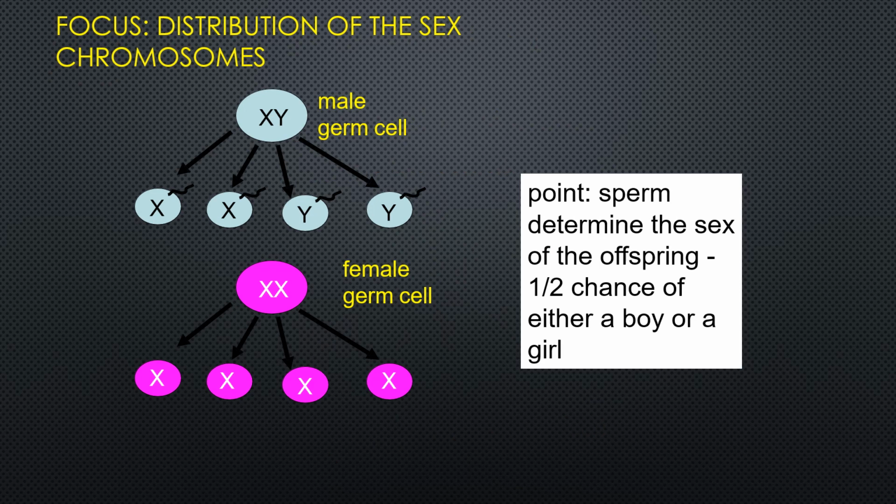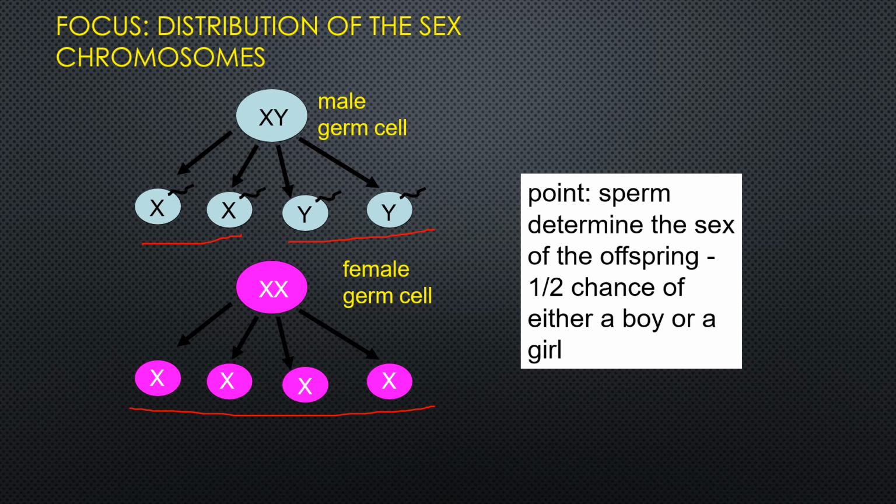And so when we look at our male germ cell, we have X and Y chromosomes, whereas our female germ cell is going to have just the X chromosomes. So when we divide those by meiosis, in our males, we'll have, percentage-wise, two sperm carrying X chromosomes and two sperm carrying Y chromosomes, whereas all the egg cells are going to carry just the X chromosomes. Okay, so the point is that the sperm determines the sex of the offspring, and you have a 50-50 chance of either having a boy or a girl.